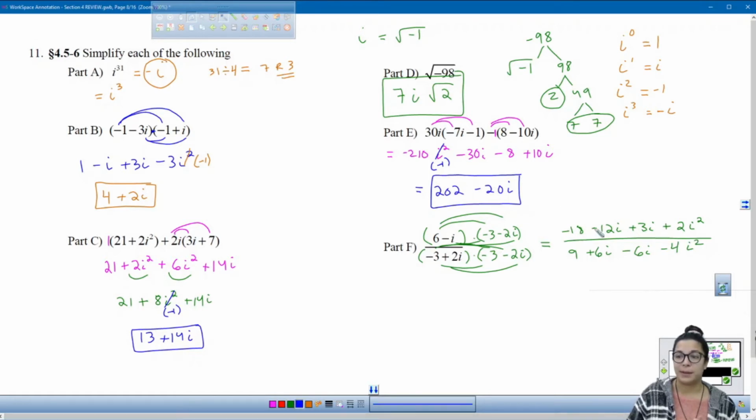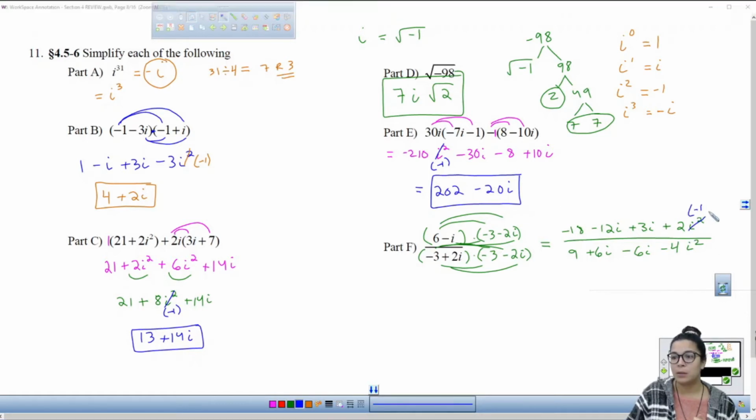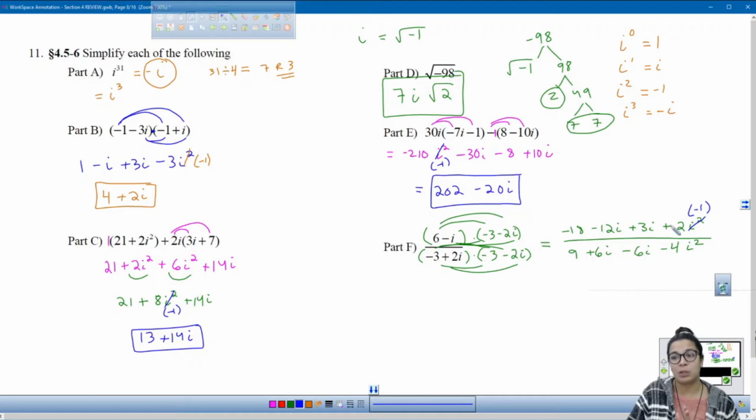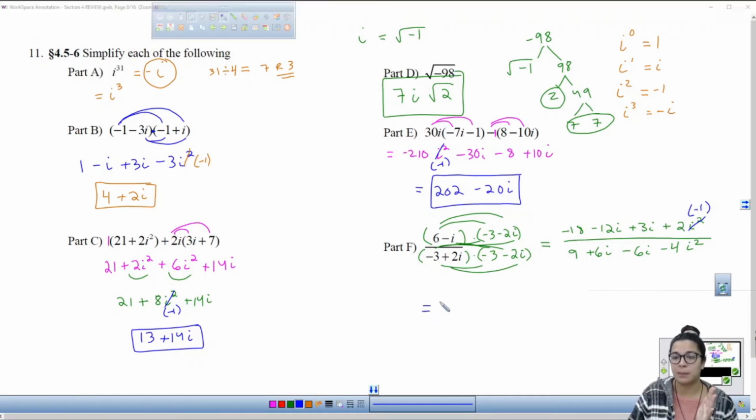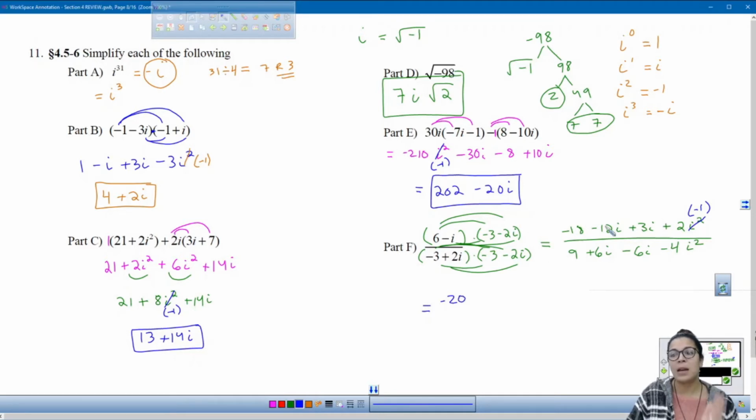Now we have to simplify. i squared is -1, so this is really 2 times -1, which is -2. -18 minus 2 is -20. And then -12i plus 3i will be -9i.